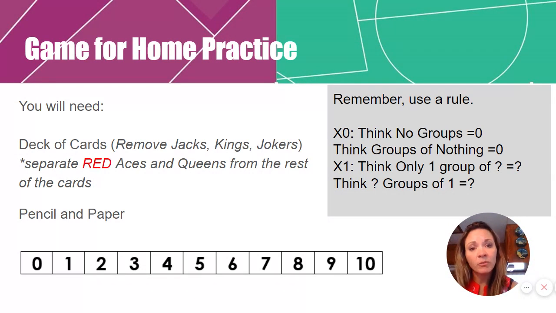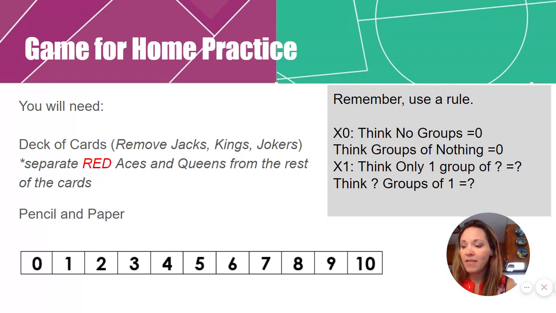Remember, we're practicing using a rule. Whenever we multiply times 0, you can think no groups equals 0, or think groups of nothing equals 0. And when we multiply by 1, we think there's only one group of a number. So whatever that number is, that's the product. Or you can think there are however many groups of 1, which again, the product would be the number you're multiplying by 1.